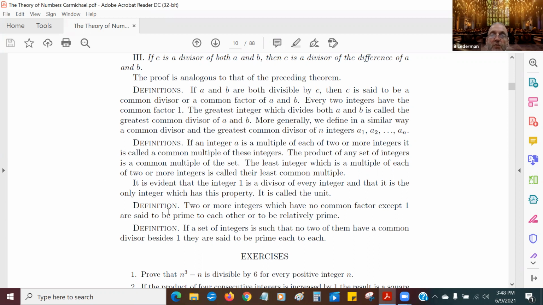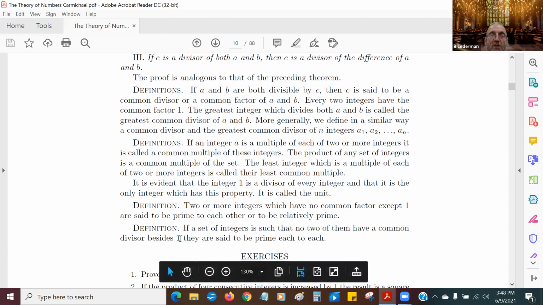Next, two more definitions. Two or more integers which have no common factor except one are said to be prime to each other, or relatively prime. So for example, 14 and 15. 14 is not a prime number, 15 is not a prime number, but they're relatively prime because 14 and 15 do not share any common factors, other of course than one. That's trivial, that's a gimme.